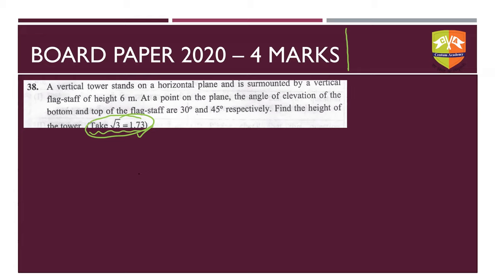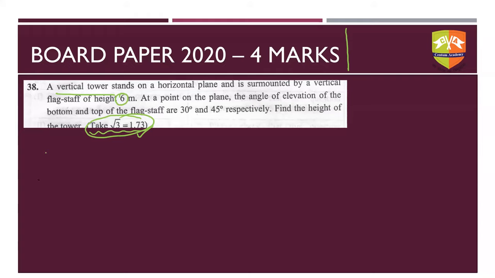Anyways, so a vertical tower stands on a horizontal plane. How to crack this? Vertical tower is there. So let's draw a triangle. Before that, as I told you, read it twice. A vertical tower stands on a horizontal plane and is surmounted by a vertical flagstaff of height 6 meters. So there's a tower, on top of it there is a flagstaff whose height is given. So the 6 meter is the height of the flagstaff, not of the tower. Obviously, 6 meter towers are not there in our country. At a point on the plane, the angles of elevation of the bottom and the top of the flagstaff are 30 and 45 respectively. Find the height of the tower.